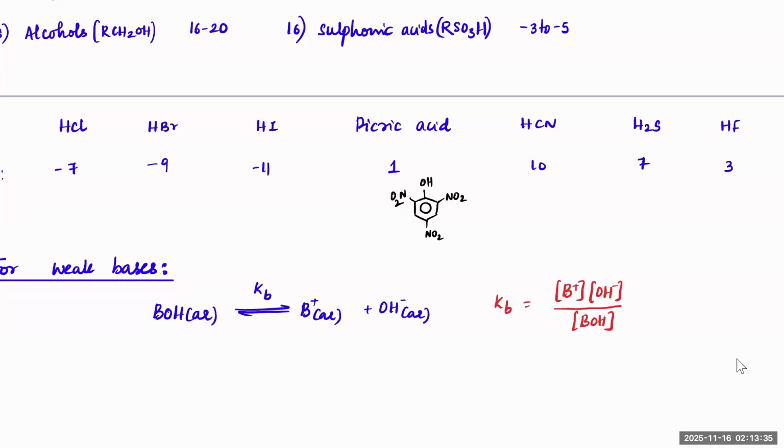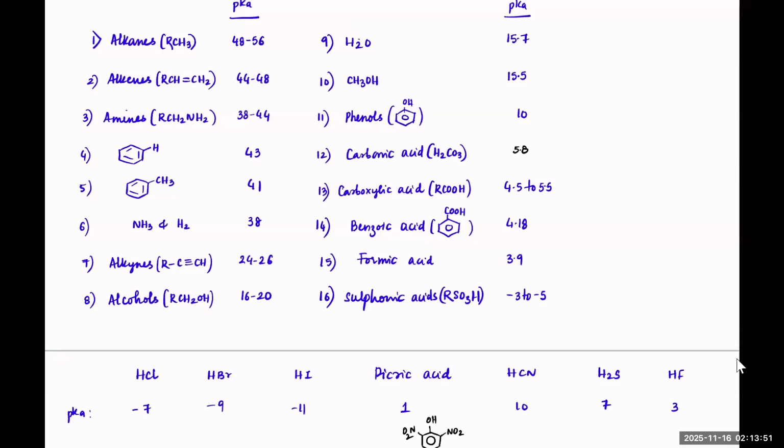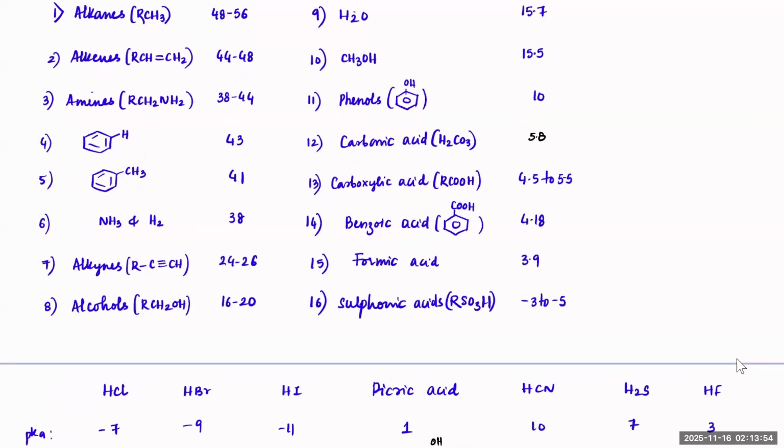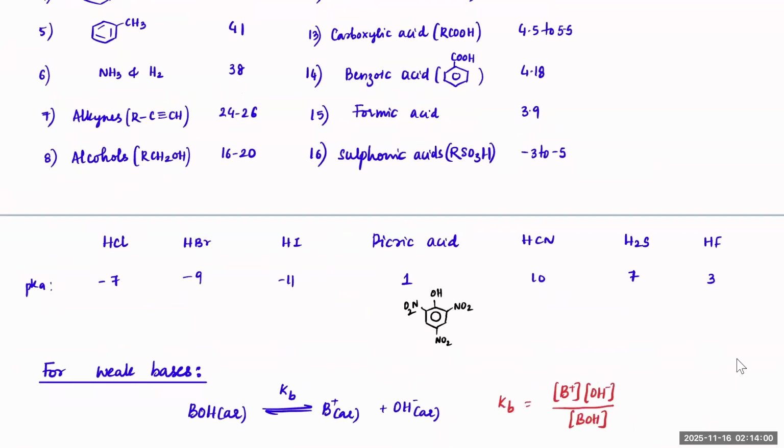Then we have HCN. The pK value is around 10. For H2S, the pK value is around 7. HF, it is 3. So this is generally the acidic range from various functional groups, various families of compounds. Got it? Over time, not today, immediately, but over time, slowly start learning how to remember this, correct? It will be much more useful if you could remember this part. Clear?